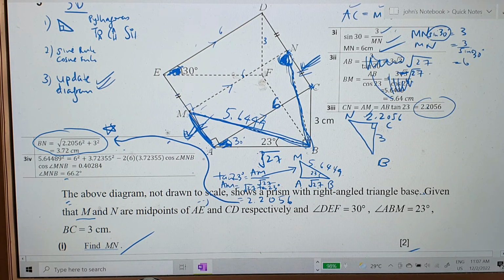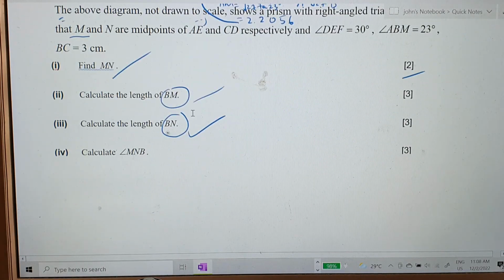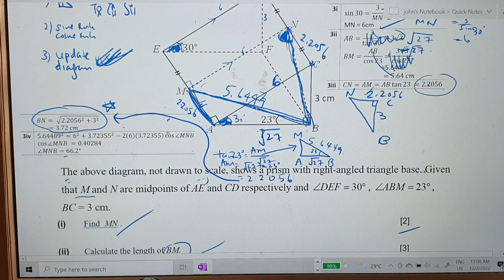Alright, okay, now after you have done this, wait, I update here first. I know this is 2.2056. Very important, updating your diagram, whatever you have found. And I know that this is also 2.2056, correct? Now they want me to find M and B. Okay, M and B, right, is here. This angle, just now I labeled already, right? Then you say, what? Can you see something? This is 6, right?